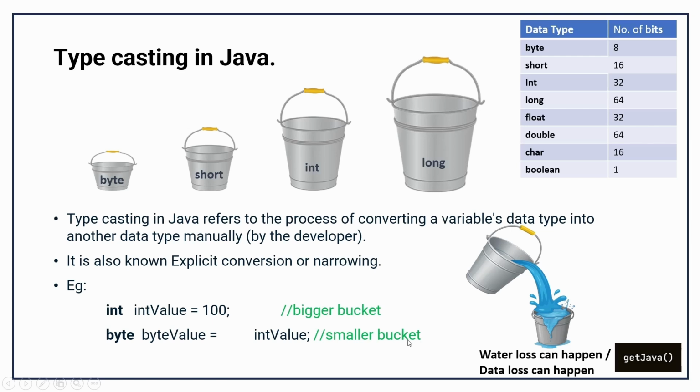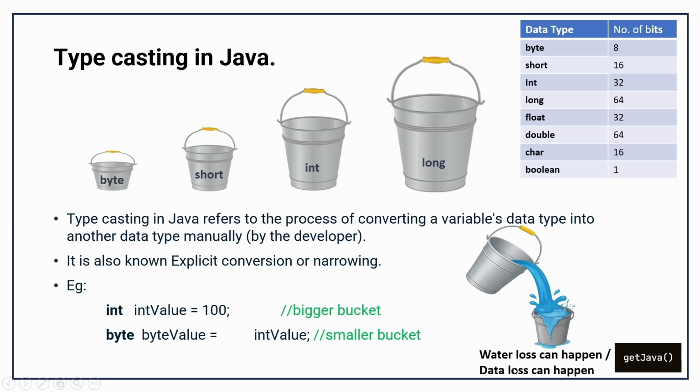In this case, obviously there is a possibility of data loss. So when we try to execute this code at compilation, we will get an error from the Java compiler. It will say, hey man, what are you trying to do? You are trying to store a value from a larger data type into a smaller data type. There is a possibility of data loss.